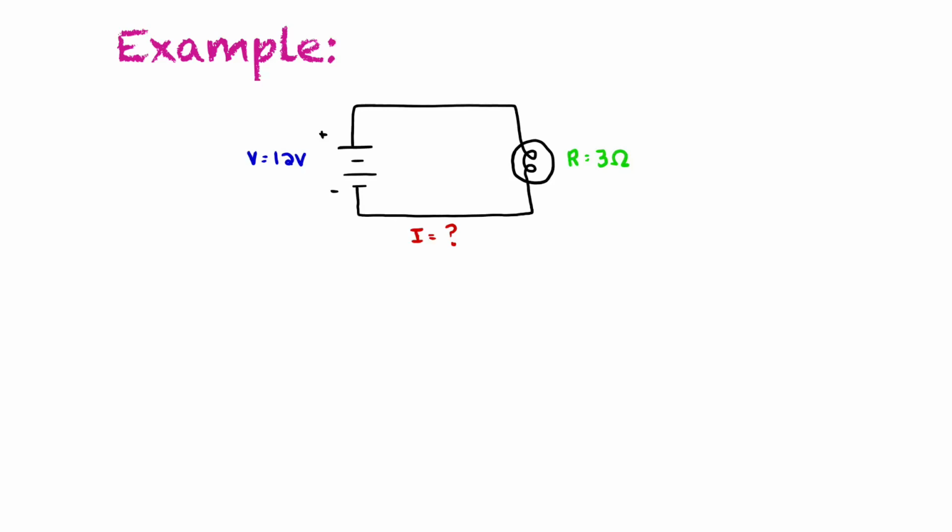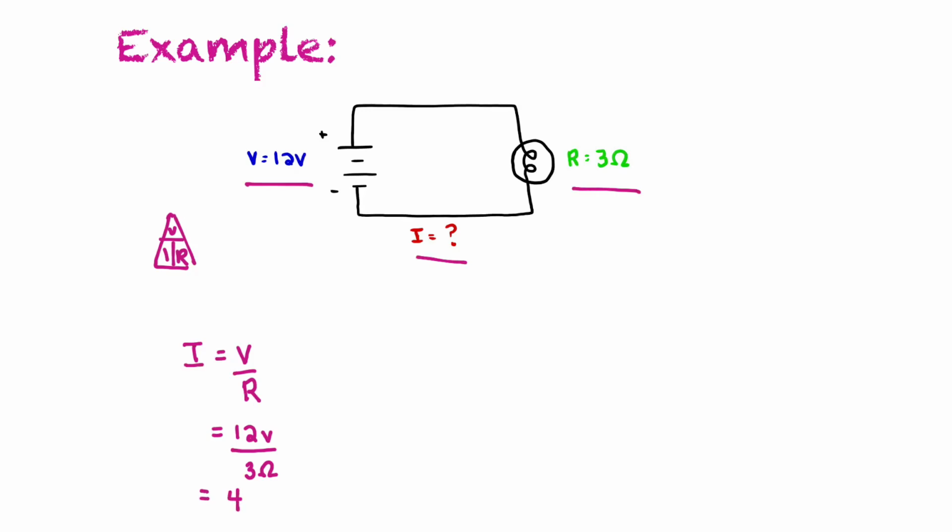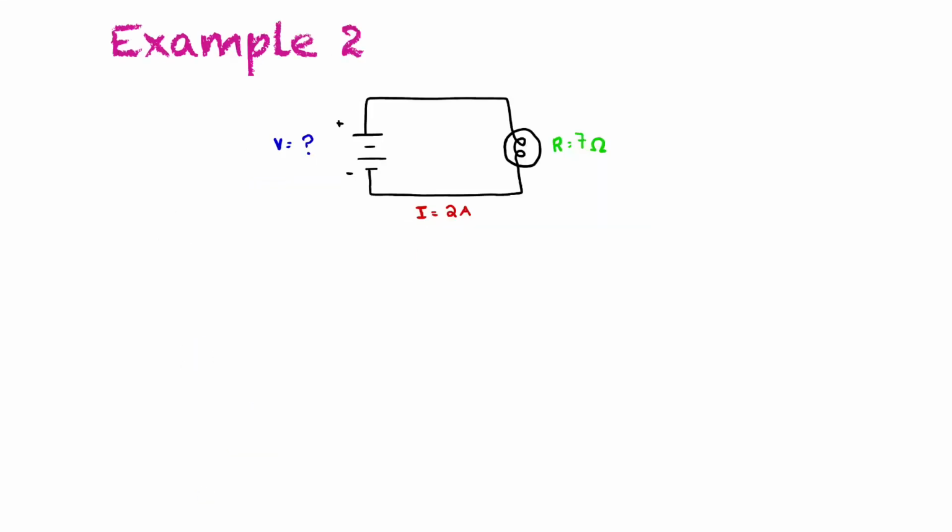So we need to take a look at our formula. Remember, we have V, and then we have I and R. We already know V, we know R. The thing we need to know is I. So I, current, is equal to the voltage divided by the resistance. That is equal to 12 volts divided by 3 ohms, which equals 4. And our unit, remember, is amps, so 4 amps. That is how many amps are flowing through the circuit.